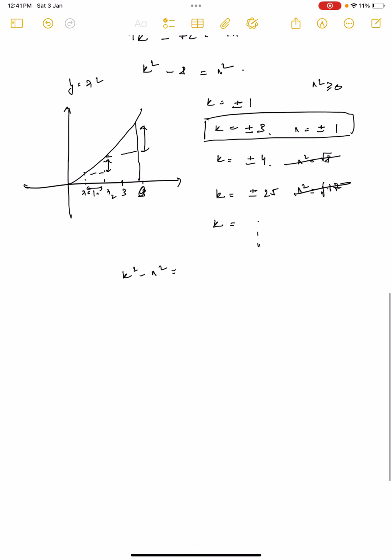Thus all the pairs work. So plus 3 plus 1, plus 3 minus 1, minus 3 plus 1, and minus 3 minus 1. So there are 4 potential solutions.